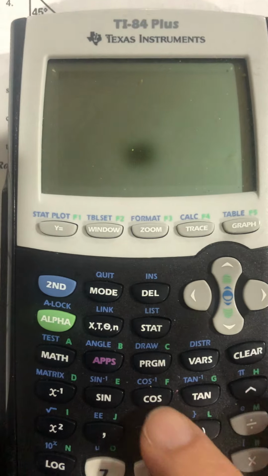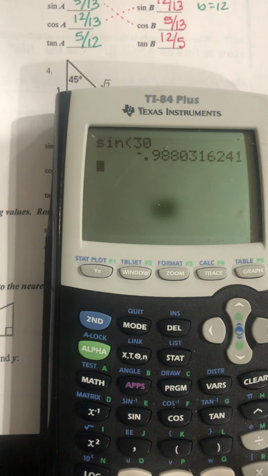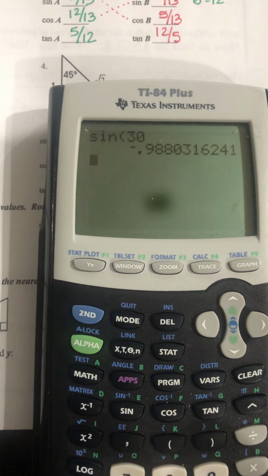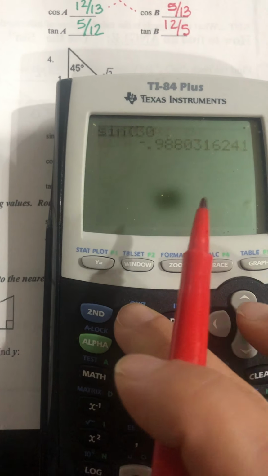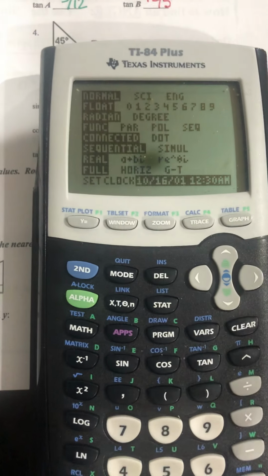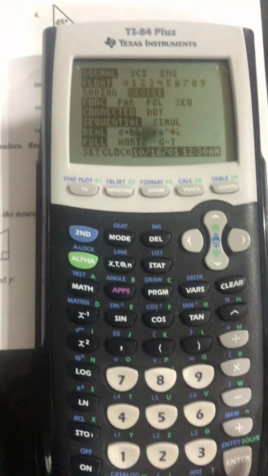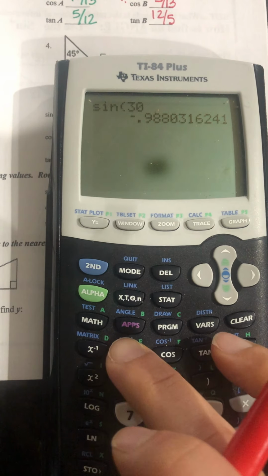So if I type in sine of 30 degrees, I'm going to get, okay, good, I'm glad this happened. I should have gotten 1/2. But the fact that I didn't is telling me I'm in the wrong mode. So you have to make sure that your calculator is in degree mode. So I'm going to scroll over to degree and hit enter. Your calculator might have already been in degree mode.